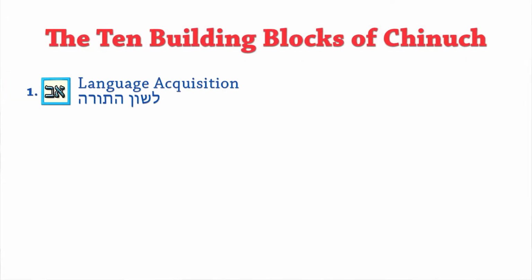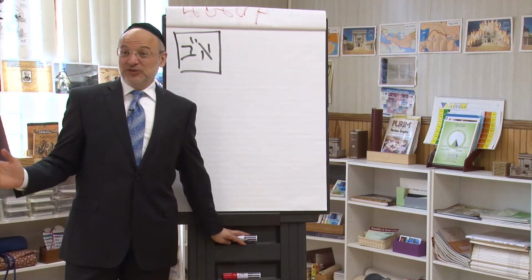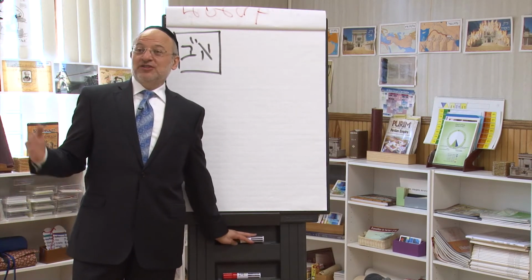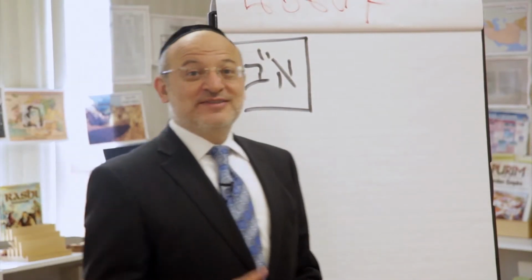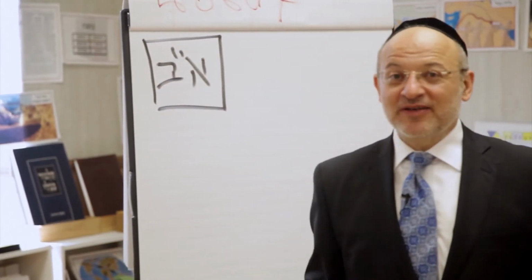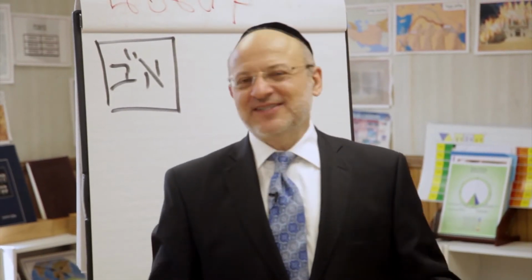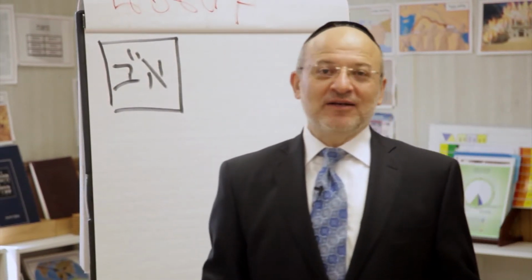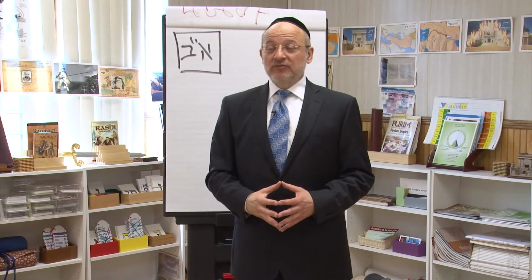Our icon for the first building block is the Aleph Bais. Building block number one is language acquisition, or as we call it, Lashon Hatorah, the language of the Torah. There are 10 components in this, and we're going to be covering that in the overview. In the actual training, you're going to get much more detail, but we're just doing two levels now. So in this quick overview, I'm just going to describe the 10 components.